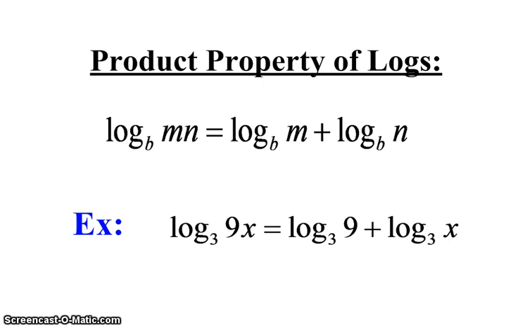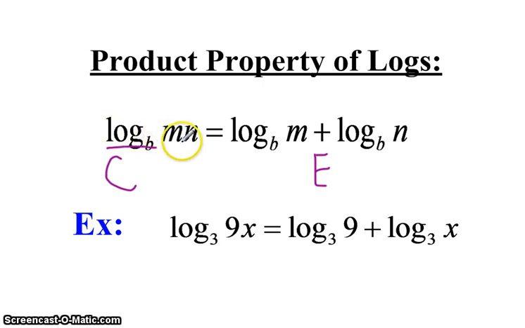Second property we're going to talk about is the product property of logs. Now, as you look, this side looks shorter, so this is the condensed side. This side looks longer, so this is going to be our expanded side. Now, as you're looking, we have the log base b. B can be a letter, can be a number, can be a shape, we don't know.